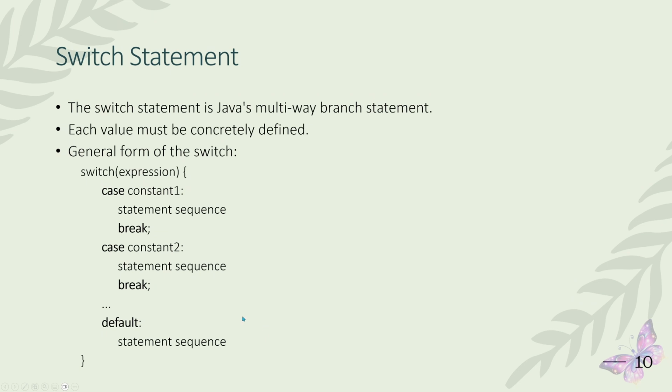There are three critical components in the switch. One is case. What is case? This is the value that is evaluated for equivalence with the argument to the switch statement.